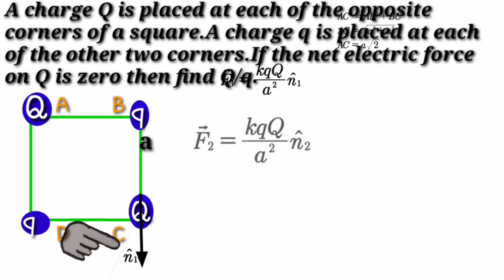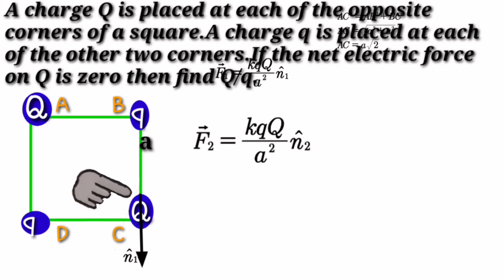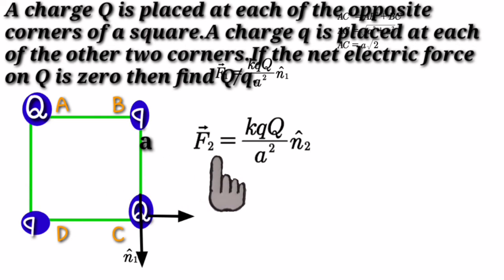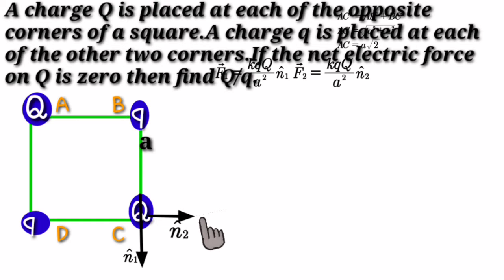Similarly, the force on capital Q charge, which is placed at point C due to small q charge, which is placed at point D, is K into small q into capital Q divided by A square, into n2 cap, where n2 cap is the unit vector towards the right direction. This force is also repulsive in nature.